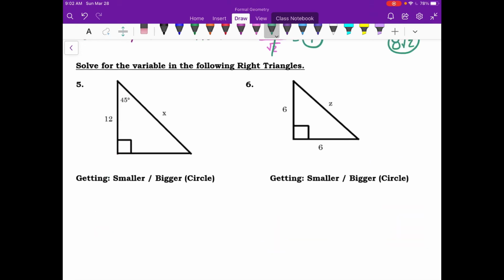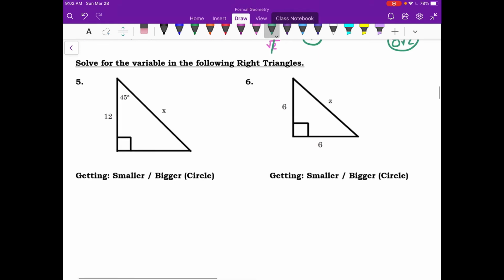Okay, on 5 and 6, they do not tell us which part we have or what we need. So we need to figure that out for ourselves. So let's look at where our variable is. For number 5, our variable is right here, and that is talking about the hypotenuse, and we can check because it's across from my 90-degree angle, which will always be the longest side. So we are going to be getting bigger because our hypotenuse is the longest side, and we are given a leg length right here. It's 12. So to find the hypotenuse given a leg, I need to multiply by square root of 2. So 12 times square root of 2 is just 12 root 2.